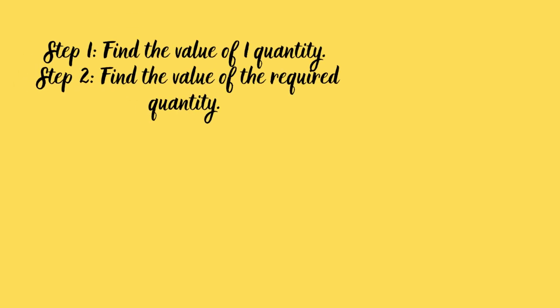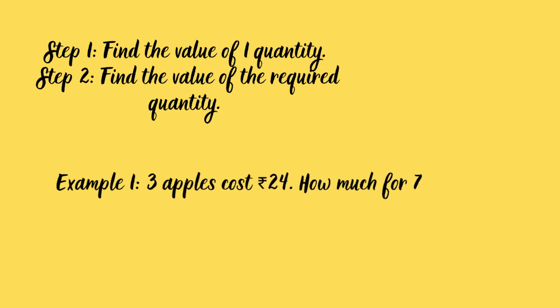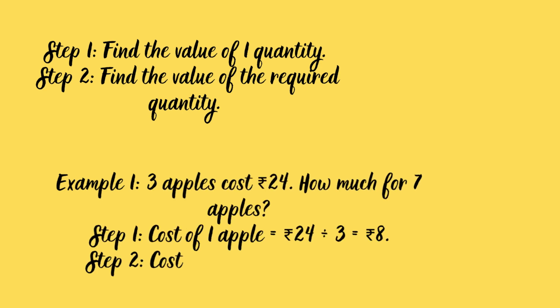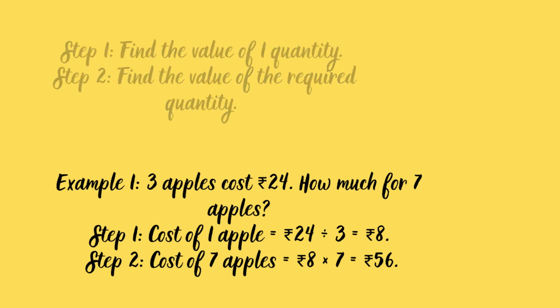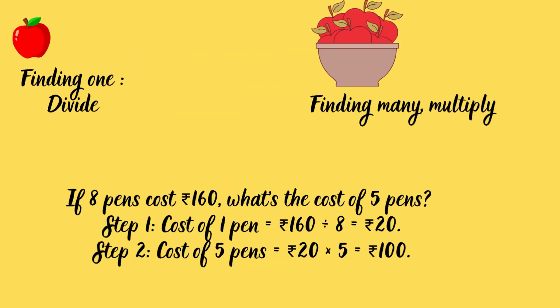Here's the simple 2-step rule. Let's try an example. Easy, right? Just remember, find one, then find the rest. Here's the golden trick. Whenever you're finding the value of one, you divide. Whenever you're finding the value of many, you multiply.